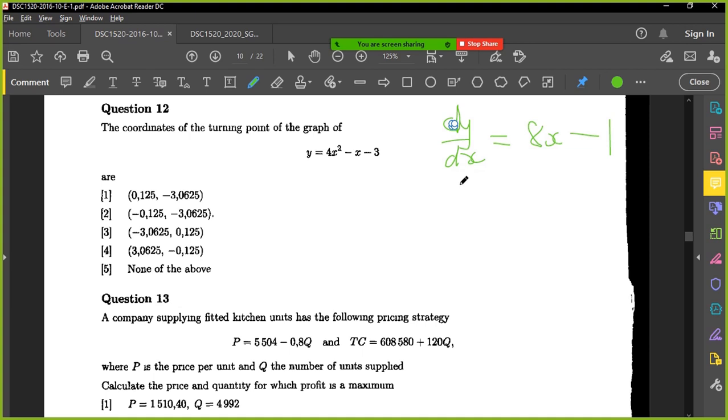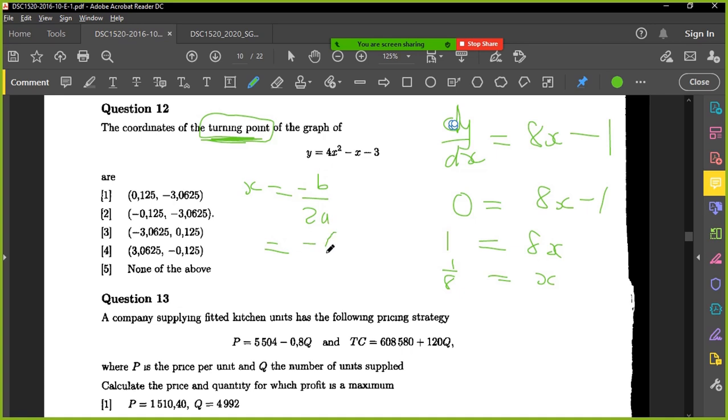Sorry, just repeat that again. What do you make the derivative equal? Probably to... So it's a turning point, so derivative equals 0. Yeah, 0. I thought so. Okay, so 1 equals 8x, x equals 1 over 8. You agree? Yep. Okay, you can also do it this way. x equals minus b over 2a. Minus b would be minus 1, over 2a will be 2 times 4. Do you see you get the same answer?